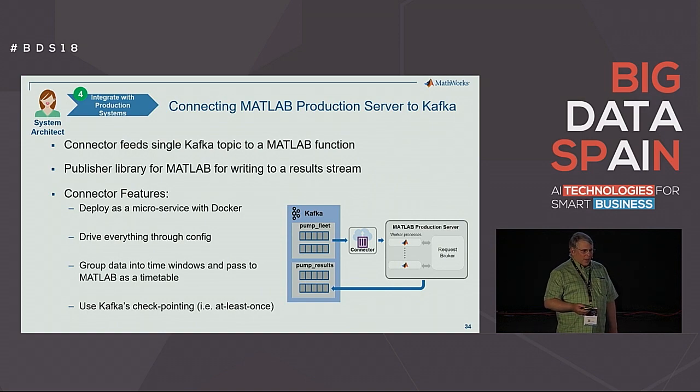So I'm going to dive a little bit deeper into our Kafka connector. This is the one piece of the system that we actually spent some serious time on, right? We had some very specific requirements that we had to meet for our streaming data. So what we did is we built a very simple but powerful connector that we deploy as a microservice using Docker. We also built a publisher for Kafka, a very simple publisher that just lets us push our results back to a derived stream.